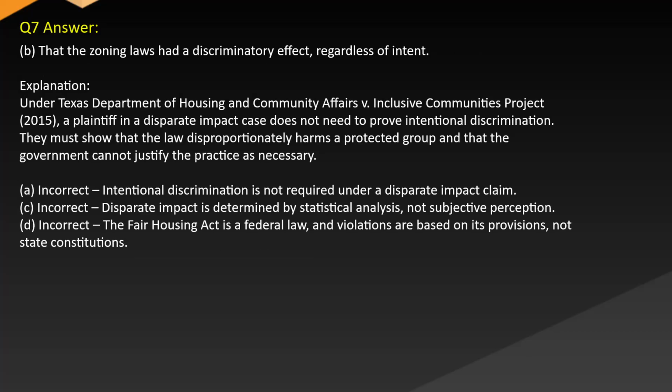Answer. B. That the zoning laws had a discriminatory effect regardless of intent. Explanation. Under Texas Department of Housing and Community Affairs v. Inclusive Communities Project, 2015, a plaintiff in a disparate impact case does not need to prove intentional discrimination. They must show that the law disproportionately harms a protected group and that the government cannot justify the practice as necessary. A. Incorrect. Intentional discrimination is not required under a disparate impact claim.